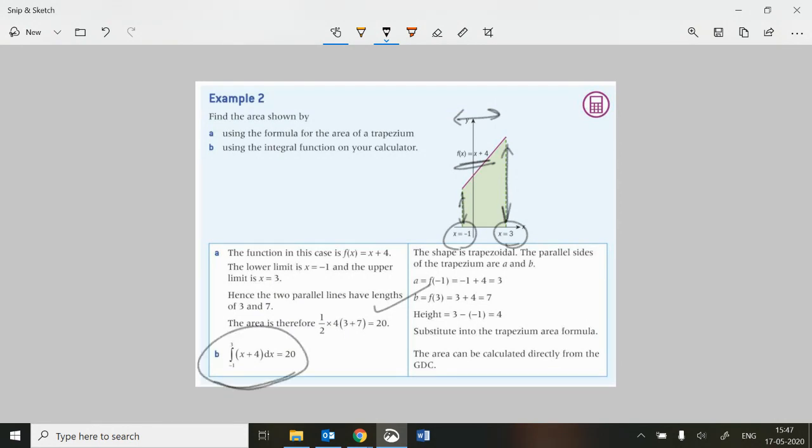So for the first time, you'll be doing this thing here. So on the calculator, there's two ways of doing this.